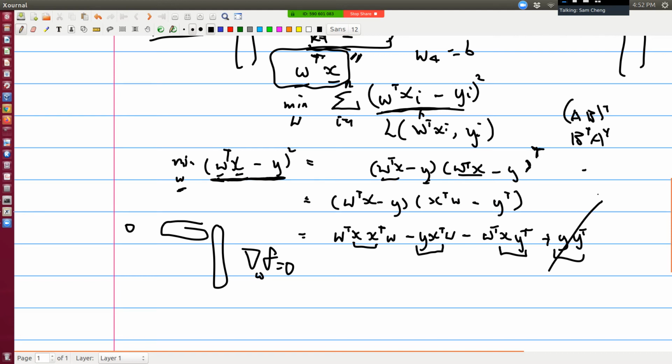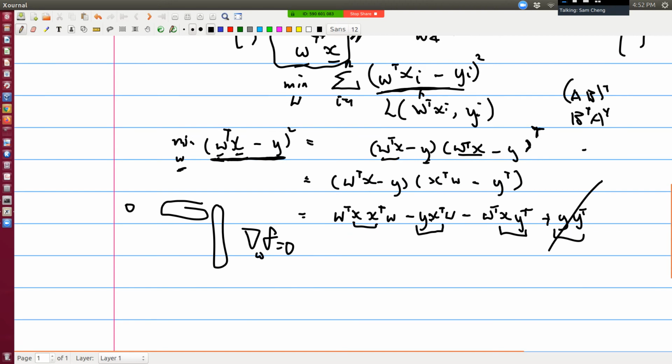These two terms are actually the same thing, because this one is equal to y x transpose W transpose. This term is essentially the same thing because it's a scalar, and the transpose of a scalar is itself.